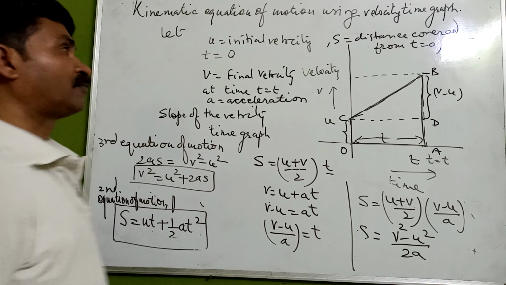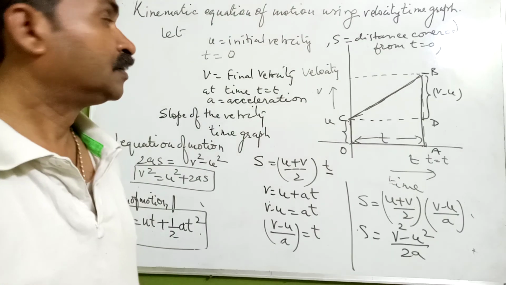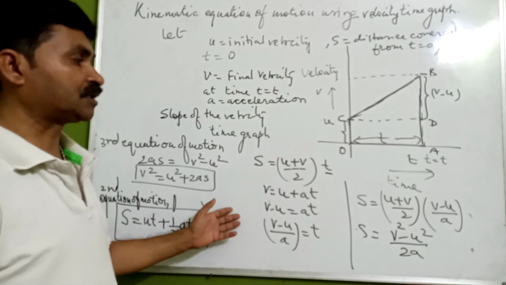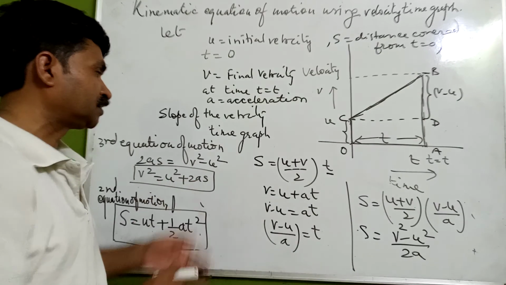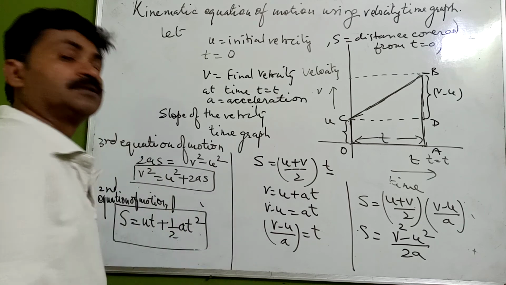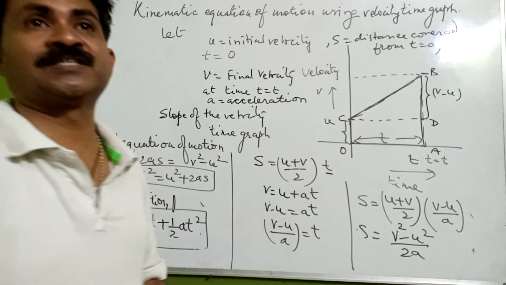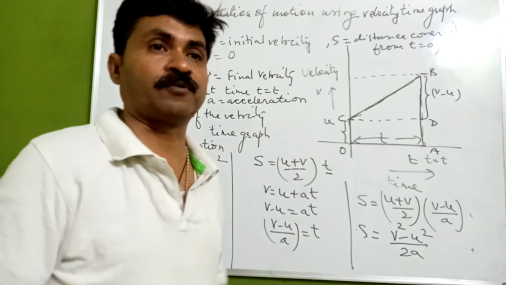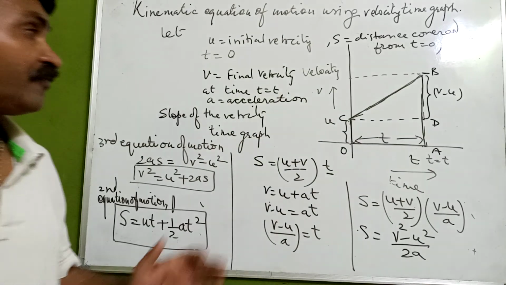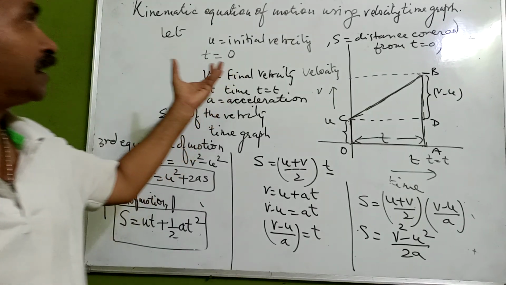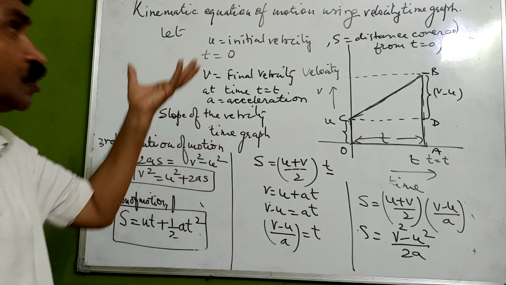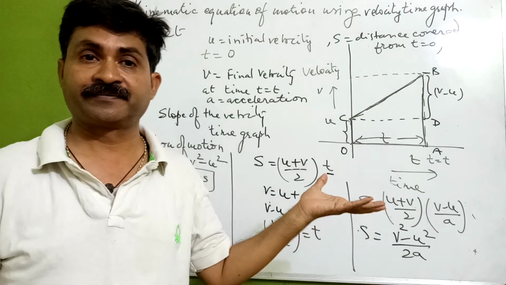So by using the velocity time graph, we can derive the first equation of motion, the second equation of motion, and the third equation of motion. We have already analyzed the velocity time graph and the position time graph, and finally we can derive the equations of motion using this velocity time graph.